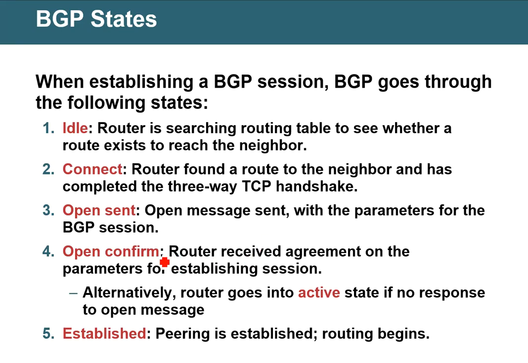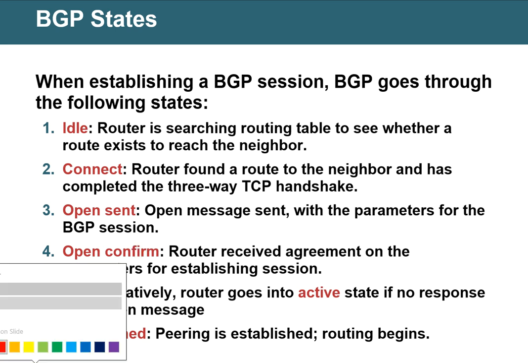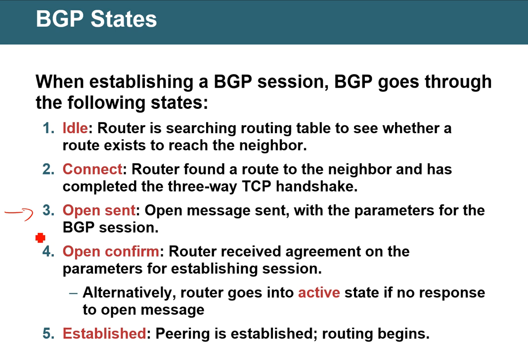Now, if you see message types, we saw the first message type was open message, and then comes keep alive, update, and notification. But when it is sent only here, third state. If a router needs to send open message, it needs to go to open send state.